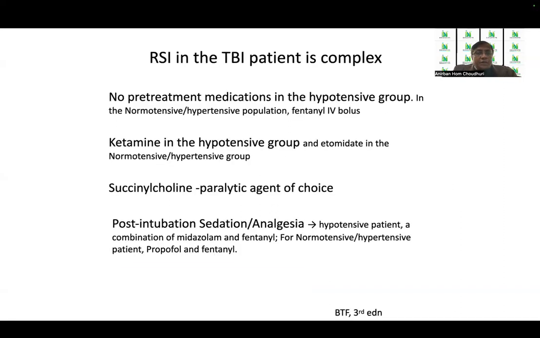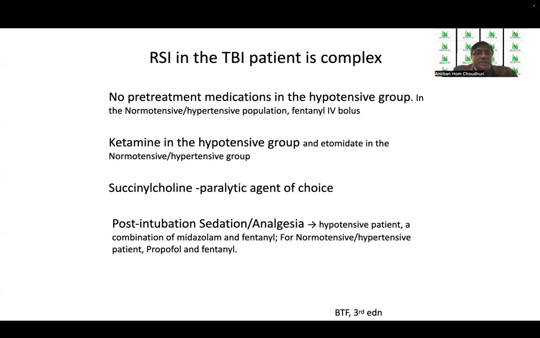Well, the issue of rapid sequence induction in a traumatic brain injury patient or acute brain injured patient is complex because most of the drugs which are used before performing rapid sequence induction are likely to have an effect on the hemodynamics of the patient. So in patients who are at risk of hypotension or who have existent hypotension, no pre-treatment medication can be given because it will alter the hemodynamic status. And if there is further fall in the blood pressure, the blood supply to the brain gets affected.